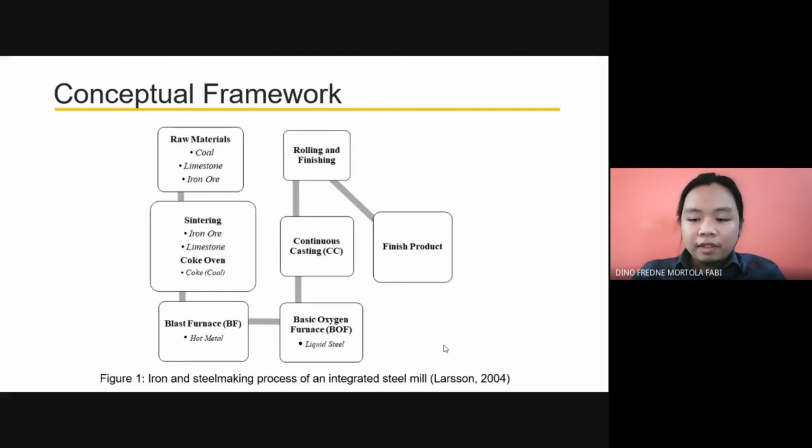One of the outputs of an integrated steel mill are steel coils. Steel coils are sheet metals that are used in construction undertakings and machine building sectors. Other finished products from an integrated mill are bars and pipes, and heavy plates and railway rails. So now let's proceed to the statement of the problem.